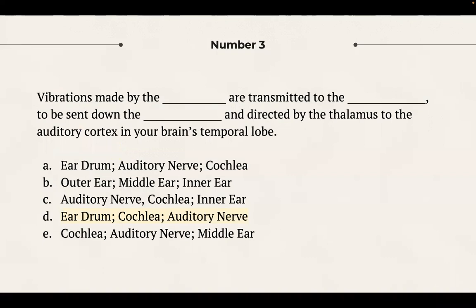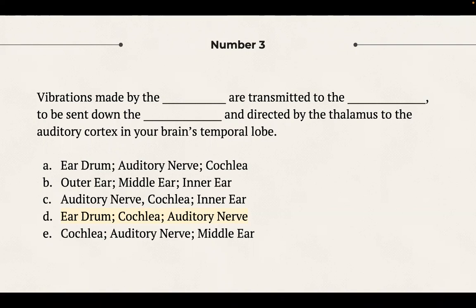Transduction. This is the transduction process. You know that word transduction. It's when we take an actual sensory stimulus and turn it into neural impulses that our brain can interpret. For the ear, you will need to know this process, right? Vibrations made by the eardrum are transmitted to the cochlea to be sent down the auditory nerve and directed by the thalamus to the auditory cortex in your brain's temporal lobe, right? We know our temporal lobes are associated with auditory input. And so just keep that in mind. That's the final location that these impulses end up.